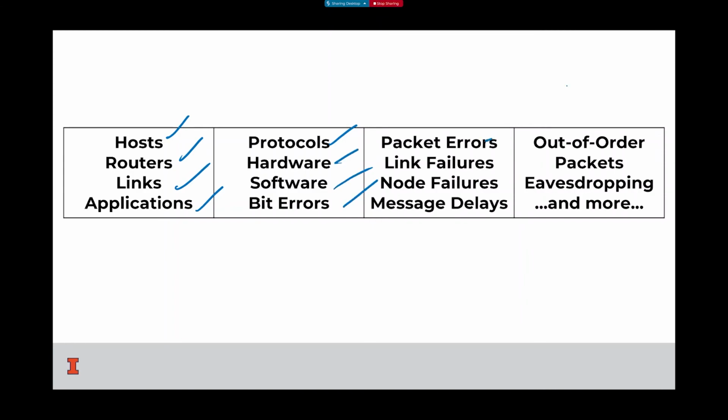There's going to be bit errors. There's going to be packet errors. There's going to be link failures. There's going to be node failures. There's going to be delays in your message. There's going to be packets that are received out of order. There's going to be potentially governments or other people eavesdropping on those packets. And that's just a small list of all the things that we have to deal with in networking.